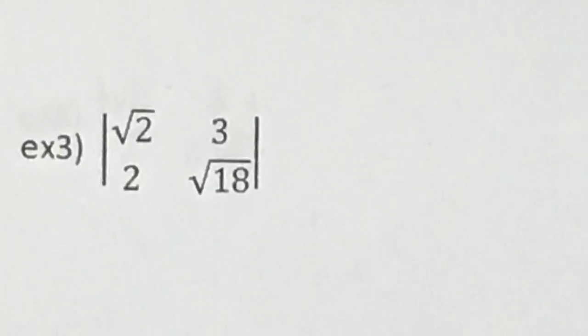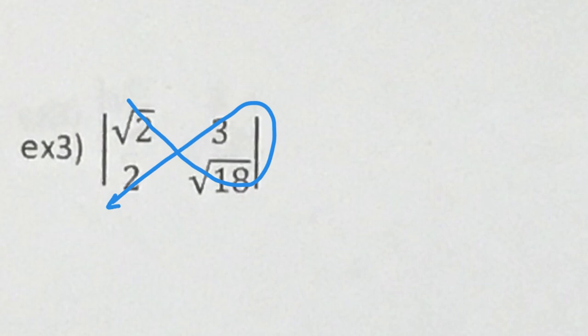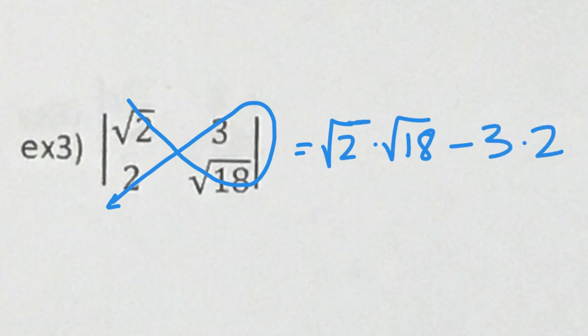Oh geez, what do we have here? Some roots, some radicals. So I have root 2 times root 18 minus 3 times 2. Do you remember how to multiply radicals? Maybe yes, maybe no, but if you don't, what you do is you multiply the numbers underneath the radical together. So 2 times 18 is 36, and that product stays underneath your radical.